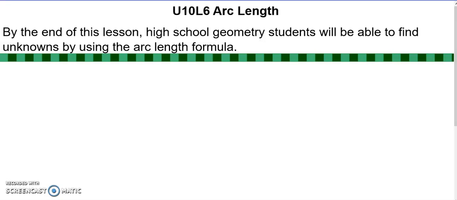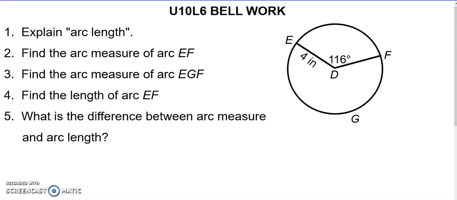Hey Patriots, what I wanted to go over with you in this video is the actual lesson on how to use our arc length formula to find measurements in a circle. Look back at your video notes and please answer your 5 bell work questions.